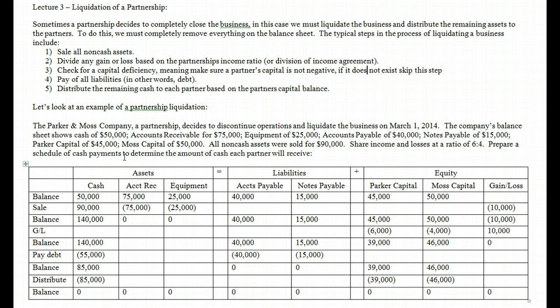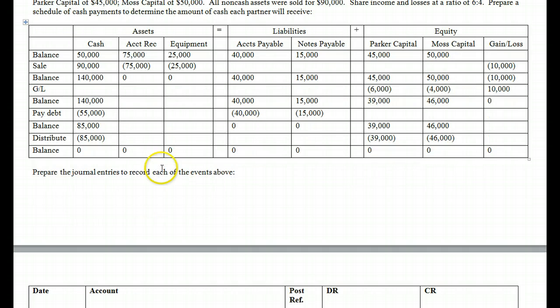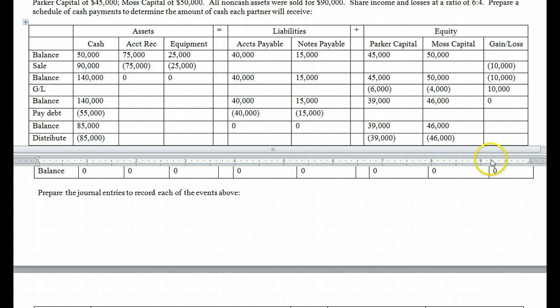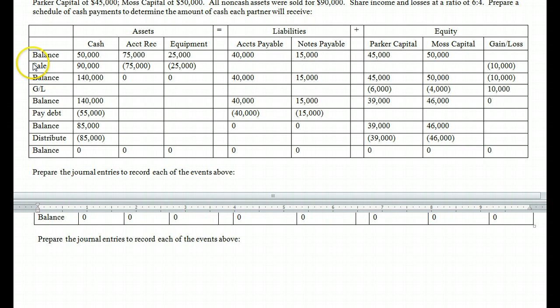Now that we've looked at the liquidation schedule, now let's look at the journal entries that would be required. So next thing is post the journals for each of these events. Well, if you can do the schedule, you can actually do the journals. If we look at this, the first thing we did was we sold the assets. So just go across the schedule and see what happened when we sold the assets. Well, notice cash went up, accounts receivable went down, equipment went down, and we had a loss.